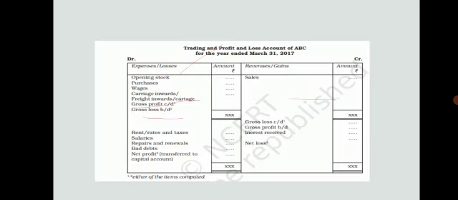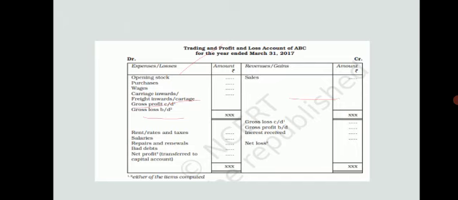To satisfy the users of the accounting information, whether internal or external, the business enterprise prepares two financial statements. In short, because we prepare the trading and profit and loss account in one format itself, we say two: the trading and profit and loss account, and the balance sheet.